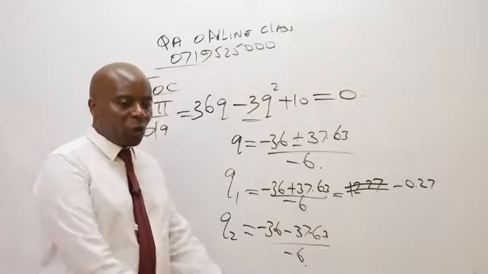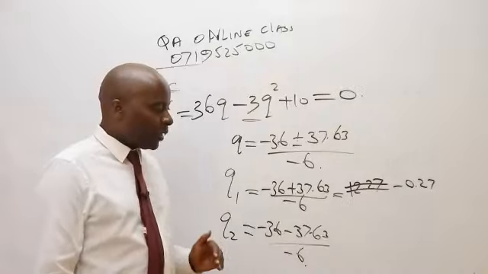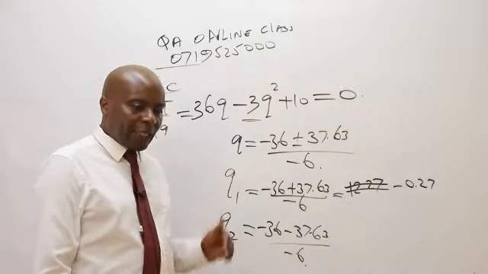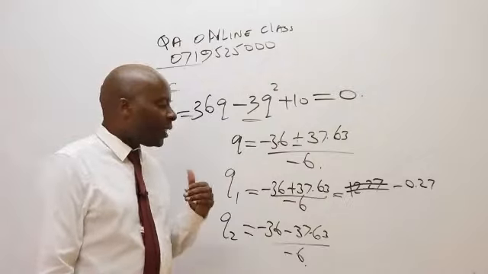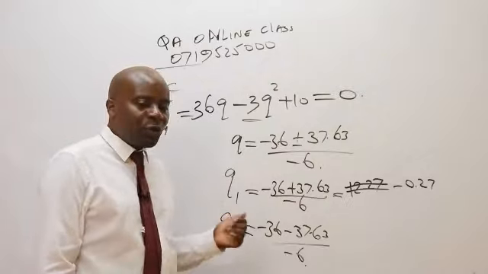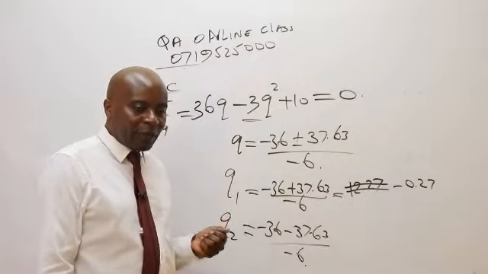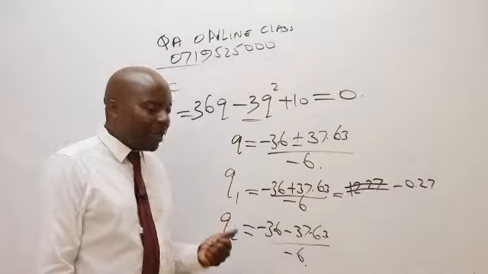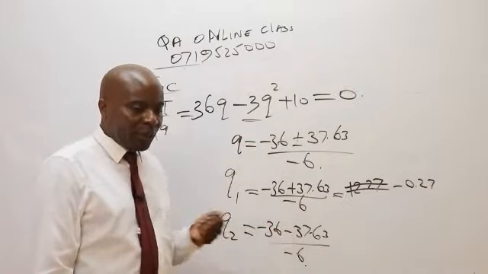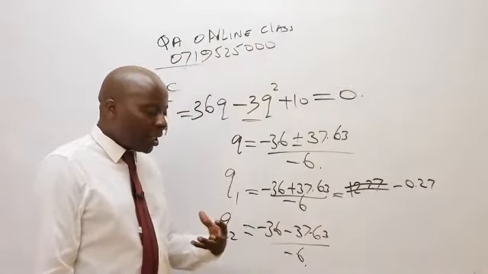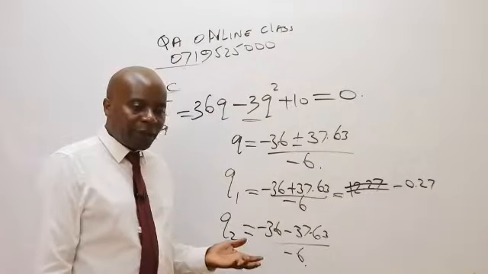How about the second one? The first one is minus 0.27, and now the second one. Ladies and gentlemen, please remember that an examiner nowadays has allowed us to make use of a calculator. If you have a good calculator like the FX570MS, you don't even have to remember this quadratic formula. You only need that calculator, and then I show you how it works out.